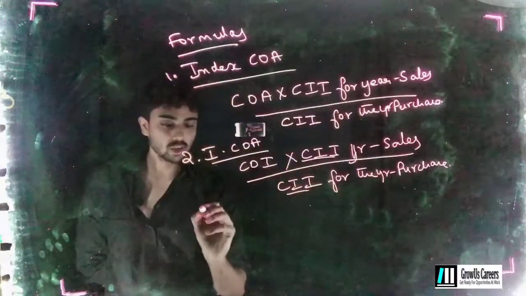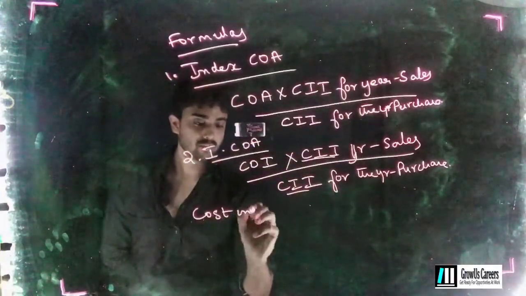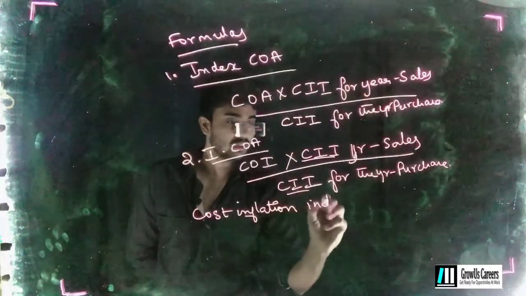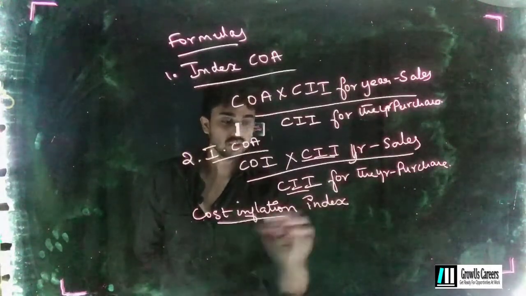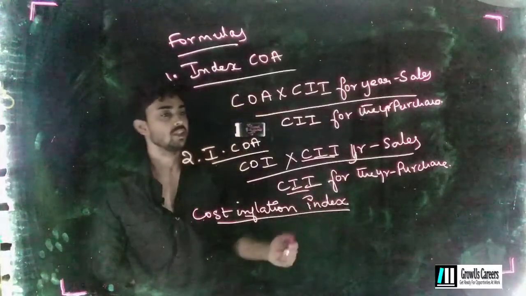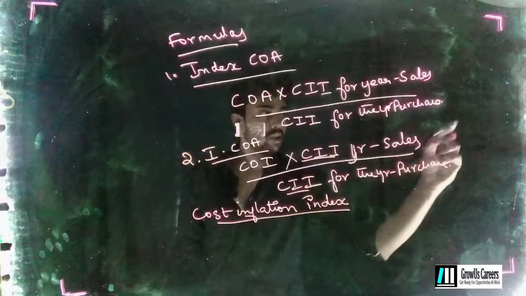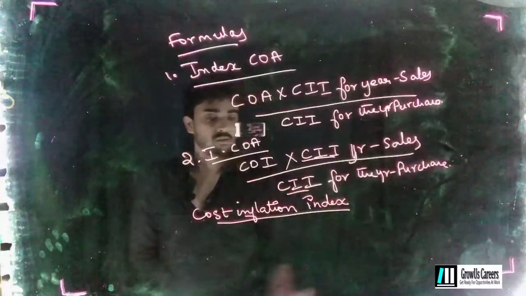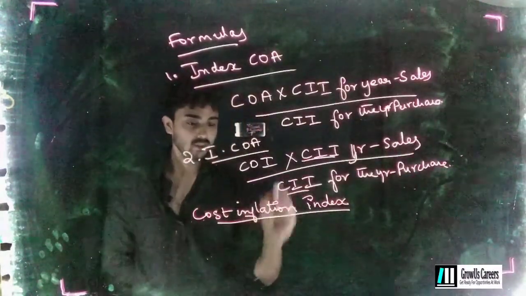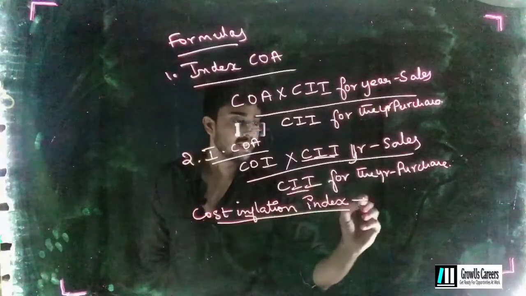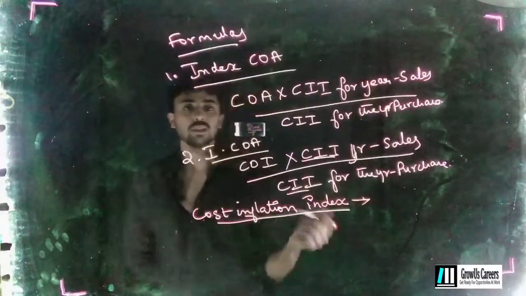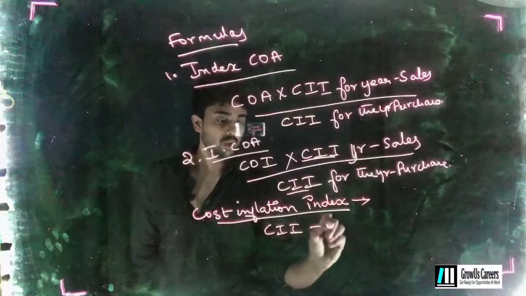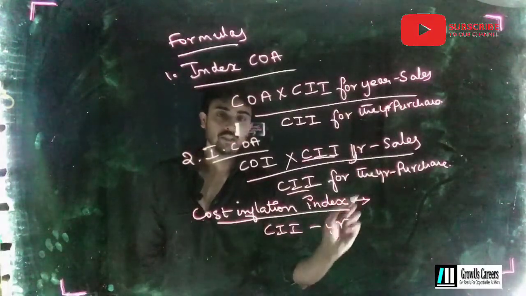CII is the cost inflation index, which shows the increasing inflation rate for the purchase and sales, for the particular year. This cost inflation index will be given in your questions. They will be mentioning the cost inflation index along with the respective year in your questions.